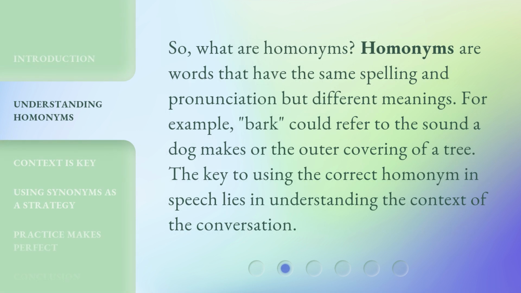So, what are homonyms? Homonyms are words that have the same spelling and pronunciation but different meanings. For example, bark could refer to the sound a dog makes or the outer covering of a tree. The key to using the correct homonym in speech lies in understanding the context of the conversation.